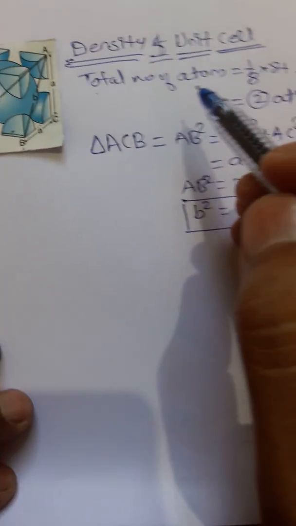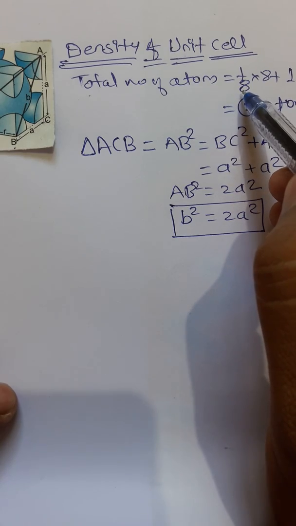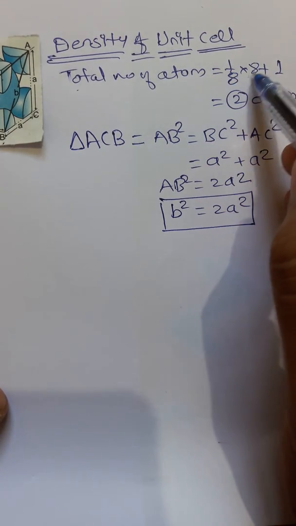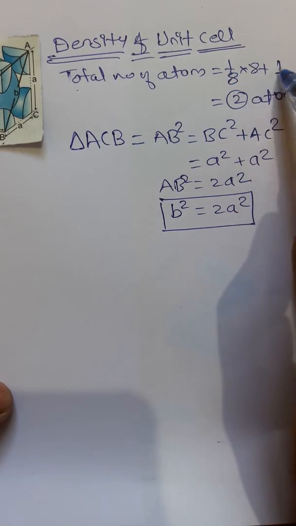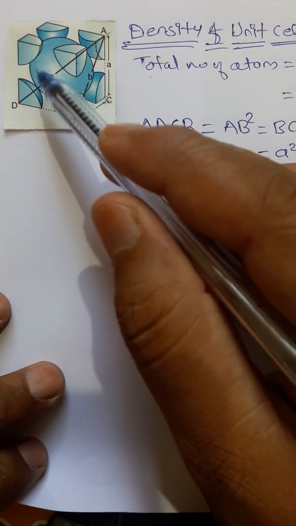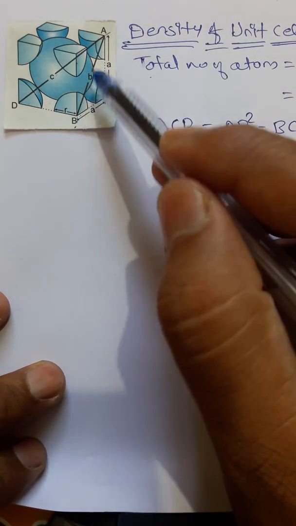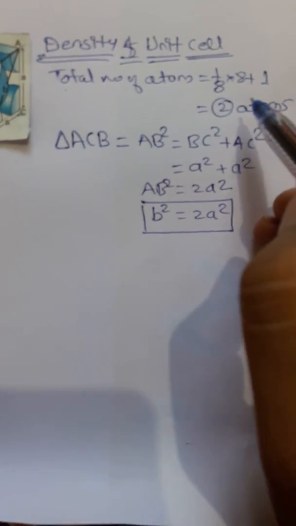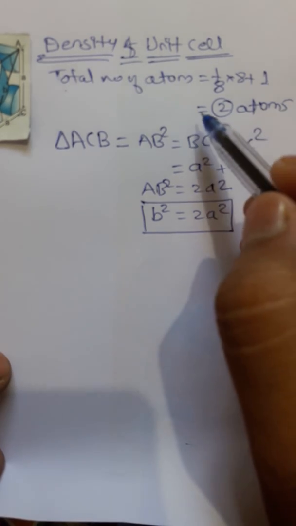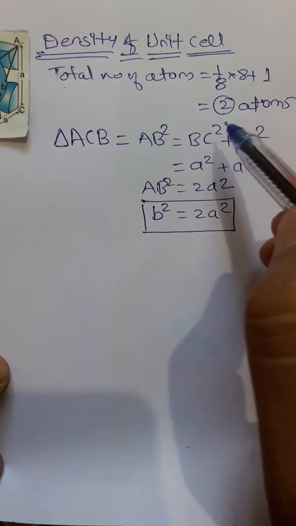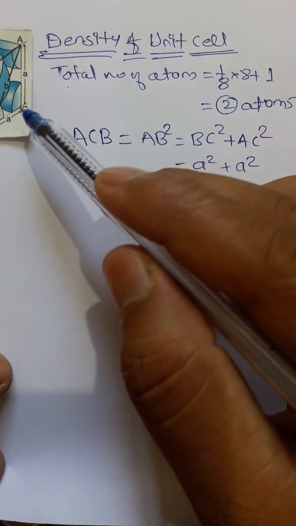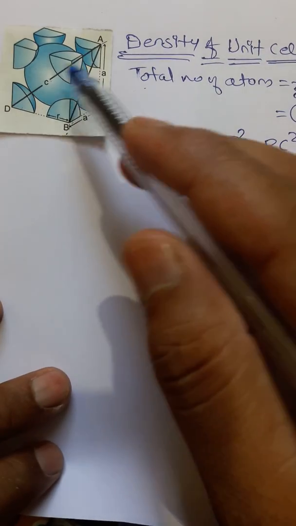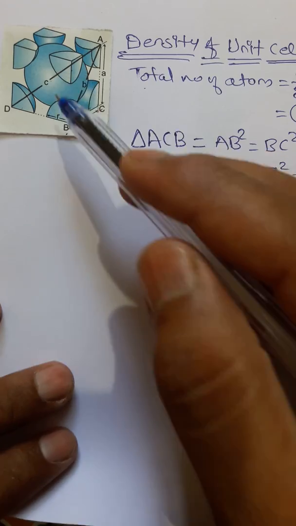So if we consider 1/8 part of each atom, with 8 atoms present at the corners, we get 1/8 into 8, which equals 1, plus 1. Inside this unit cell, one whole sphere is present, so it contributes 1 atom, that means plus 1. Now it becomes equal to 2. So in the body centered unit cell, the total number of atoms is 2, which means 2 atoms are accommodated in this unit cell.